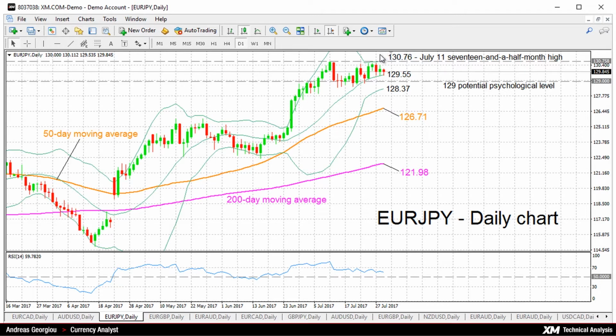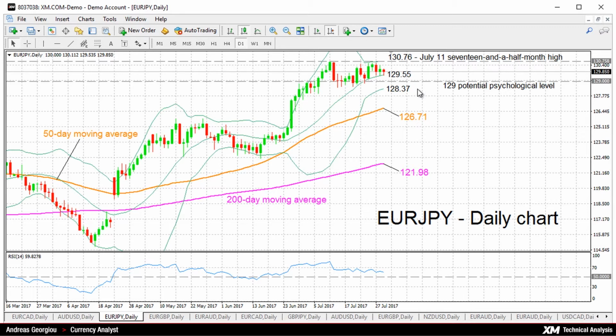If on the other hand the price declines, the middle Bollinger line, which is a 20-day moving average line at 129.55, could provide support. Bear in mind that this was briefly violated today before the price bounced back above it. Further down, the 129 handle, a potential psychological level, together with the lower Bollinger Band at 128.37, could provide additional support.